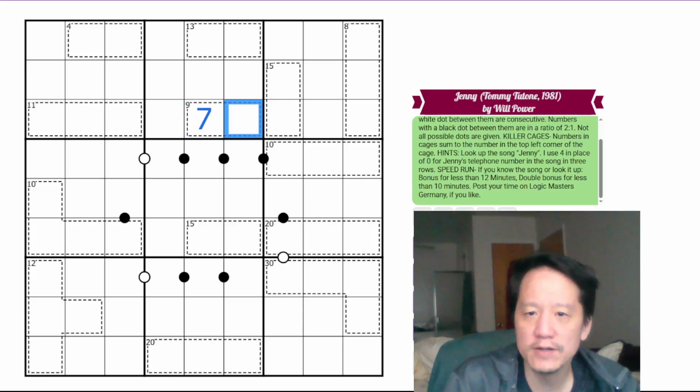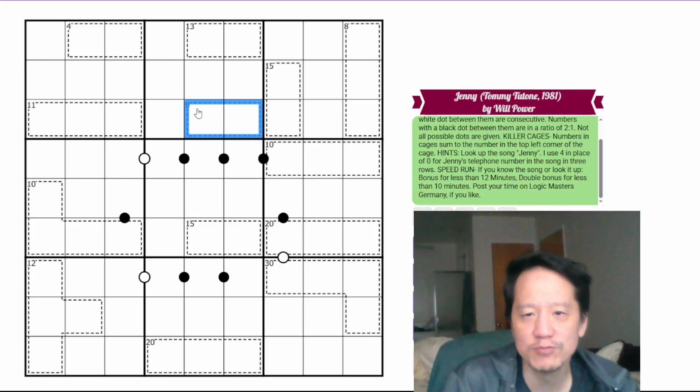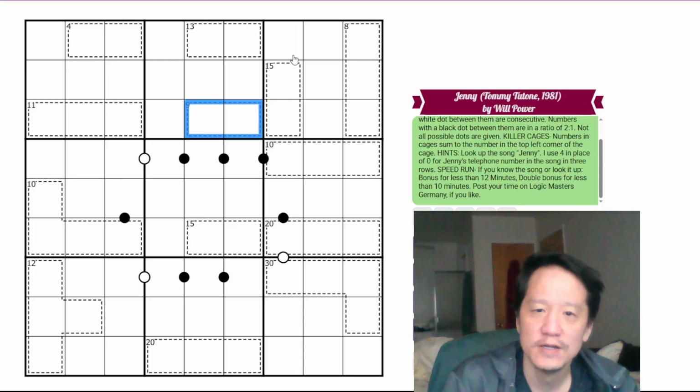And then we have hints, where we look up the song Jenny. I use 4 in place of 0 for Jenny's telephone number in the song in 3 rows. Speed run. If you know the song or look it up, bonus for less than 12 minutes. Double bonus for less than 10 minutes. Post your times on Logic Masters Germany if you like.